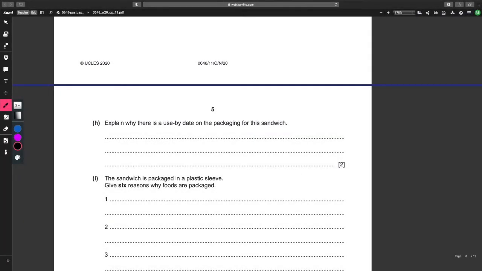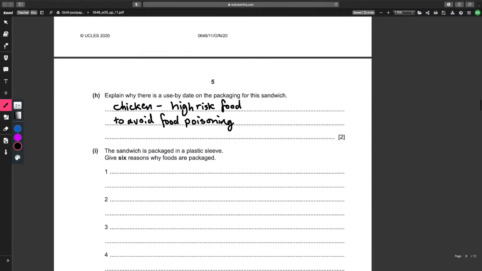Okay, so why is there a use-by date on the packaging for this sandwich? Mainly because it's chicken. They will have use-by dates on all foods, but chicken is what we call a high-risk food. So it needs to be kept refrigerated and used fairly quickly. This is to avoid food poisoning. So in other words, to avoid food poisoning, we have to eat by the use-by date.